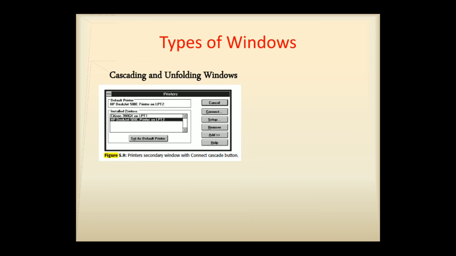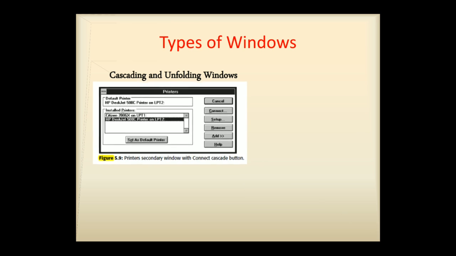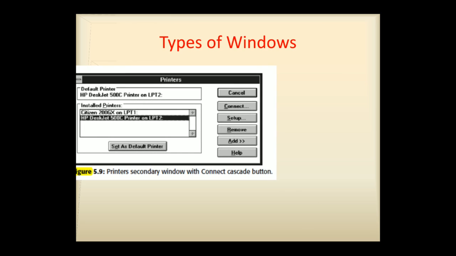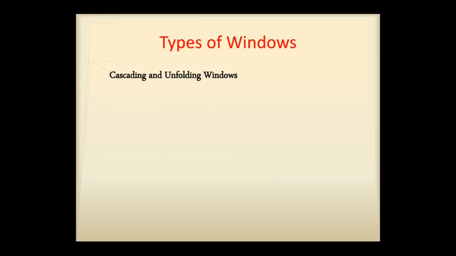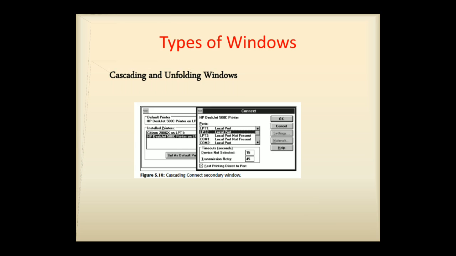Here you have a window which has a button called connect, right? You can see a button called connect, which when clicked offers us the cascaded window here. So this is our secondary window with a button called connect, and this connect yields us a cascaded window. What you can see here is connect itself appears as a separate window with a set of buttons and drop down menus, right?